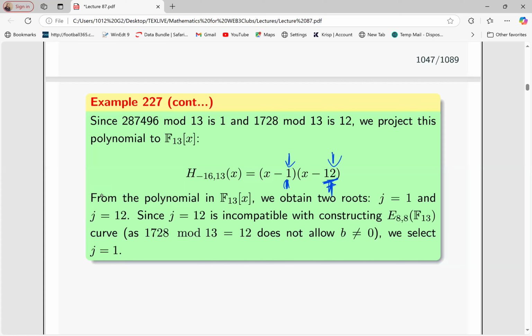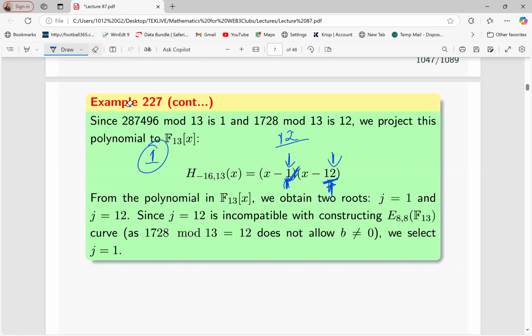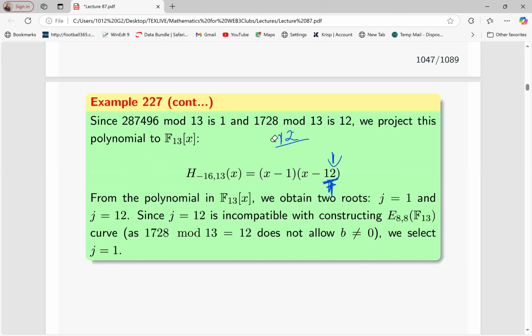I begin by disqualifying this point because this 12 cannot be the J invariant for the curve we want. The curve we want, earlier on, we had calculated the J invariant and found it to be 1. So that means this is the correct one. The J invariant that is correct is 1, not 12, because we had calculated this one earlier, and the J invariant for that curve is supposed to be 1 and not 12.